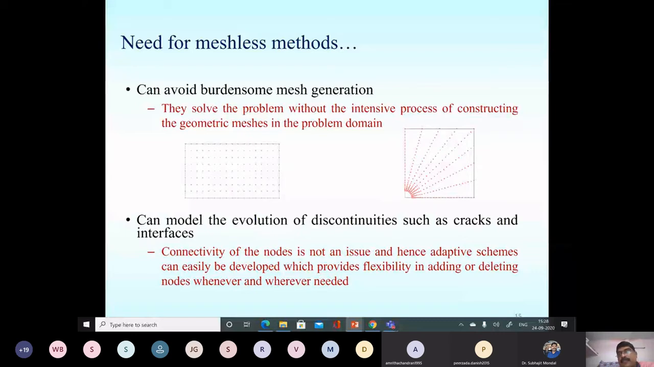If we want to use a meshfree method, you just have to throw the nodes. You don't need to worry about it wherever you require, but still you have to concentrate your nodes. You don't need to worry about the aspect ratio and such things. We can just put the nodes there randomly. So you can model discontinuities, cracks, and so on.